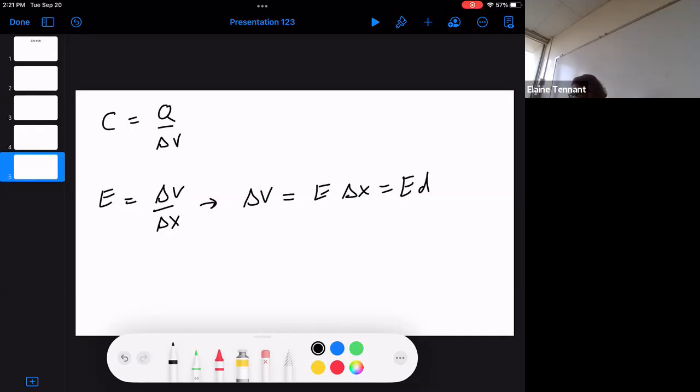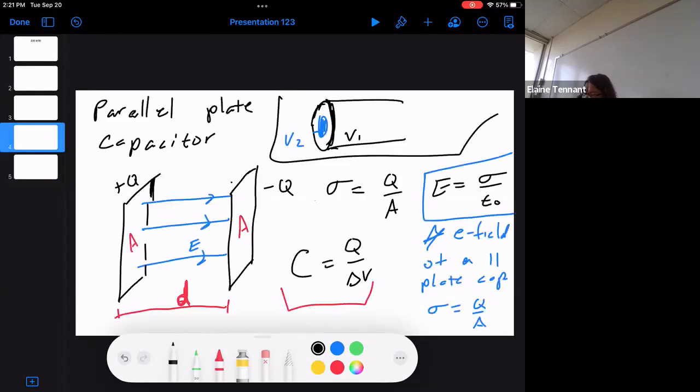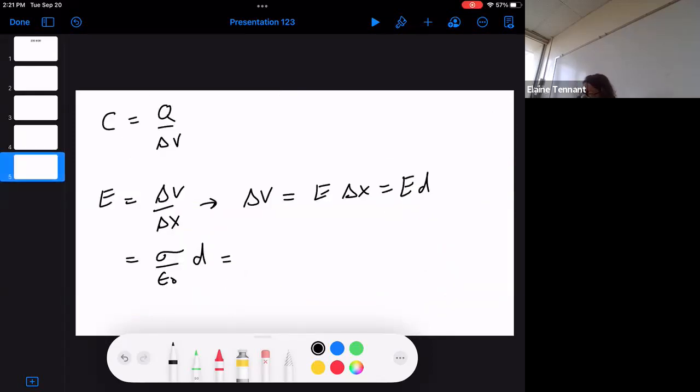Also, the electric field, as we said before, is sigma over epsilon naught. So let's plug that in, sigma over epsilon naught, where sigma is the charge over the surface area of the plate. Sigma is the charge density. So that is Q D over A epsilon naught. Does that sound okay? Okay, so remember that is the potential difference right there.